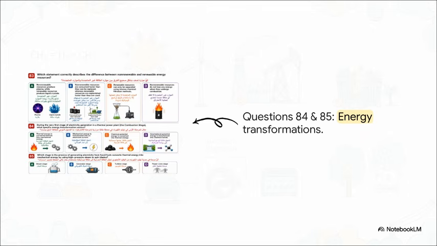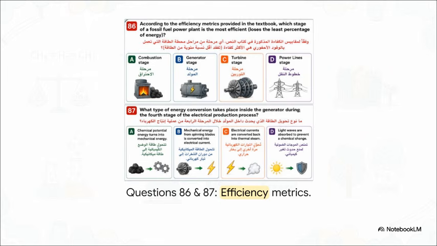Next, question 85 asks, which stage converts thermal energy into mechanical energy by using high-pressure steam to spin blades? Spinning blades is the total hallmark of the turbine stage, so the correct answer is C again. Keeping the momentum going, question 86 tests us on those efficiency metrics we just talked about. According to the textbook, which stage loses the least percentage of energy, meaning which is the most efficient? We just saw that the generator stage totally tops the chart at 95% efficiency, making option B the correct choice.